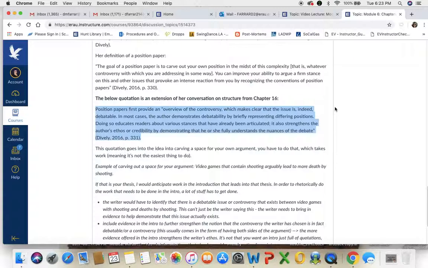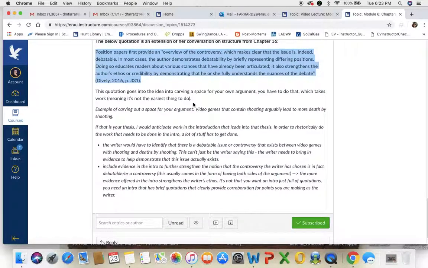So position papers first provide an overview of the controversy, which makes clear that the issue is indeed debatable. Very important to do. So in most cases, the author demonstrates debatability by briefly representing differing positions, and doing so educates readers about various stances that have already been articulated, and doing this also strengthens your ethos or credibility by demonstrating, and this should sound familiar, that you fully understand the nuances of the debate. You've done your research and you have the credibility to talk about something.